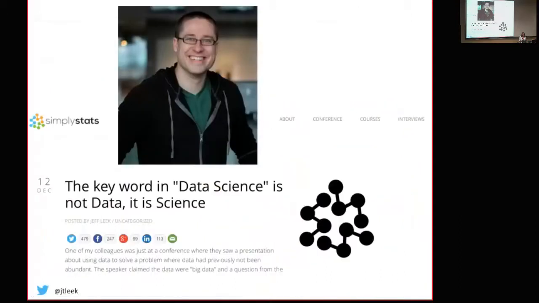Another leader in our field is Jeff Leek from Johns Hopkins. He's a contributor to a really well-known blog called Simply Statistics, and wrote a blog post titled "The Key Word in Data Science is not Data, it is Science." So this echoes the importance of developing methods and the analysis of data rather than just focusing on buzzwords such as big data. So how are we doing in training students for statistics?